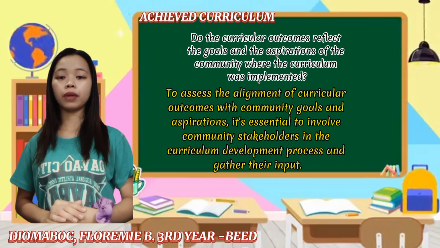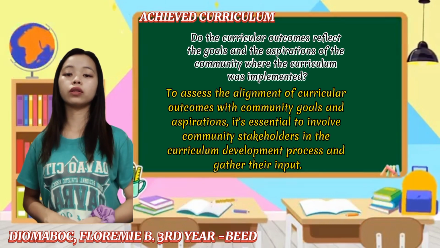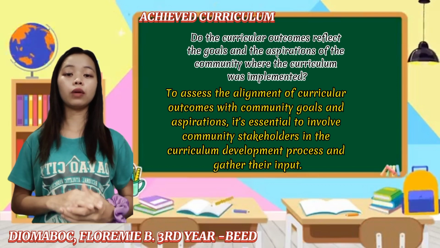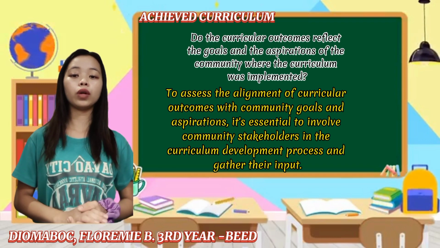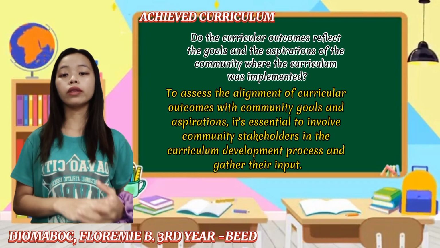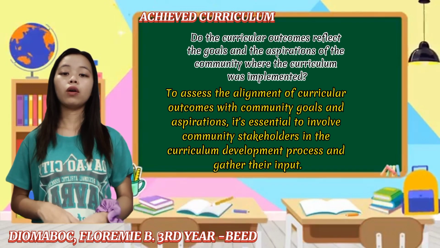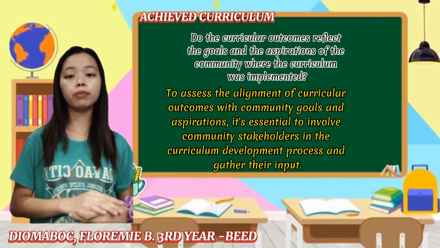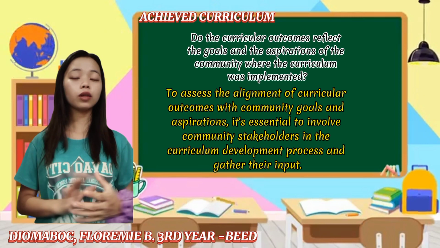To assess the alignment of curricular outcomes with community goals and aspirations, it's essential to involve community stakeholders in the curriculum development process and gather their input. Regular feedback and evaluation can help to identify whether the curriculum is meeting the needs and expectations of the community. So adjustments and revisions may be necessary to ensure a closer alignment between the curriculum and the community goals.